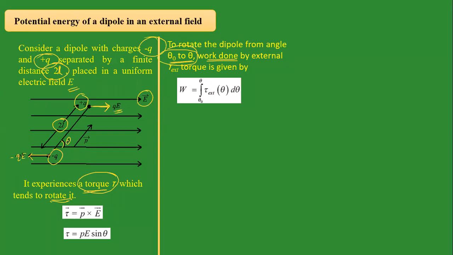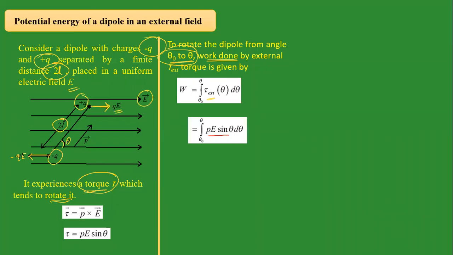You know that work done in translational motion is force into displacement. So it's a rotational motion, so torque into angular displacement. This is the work done. So total work done is given by the integration of this. Now we substitute the value of torque. Torque is pE sine theta, and d theta as it is.